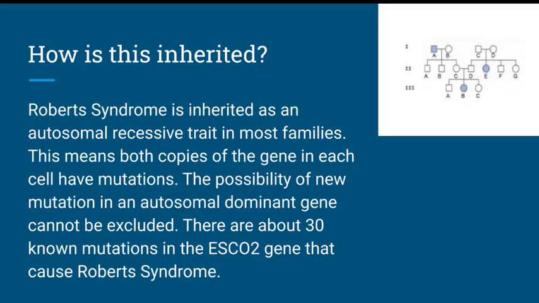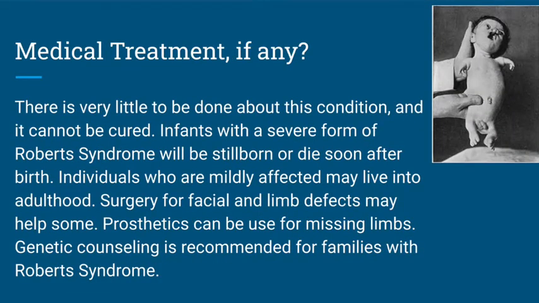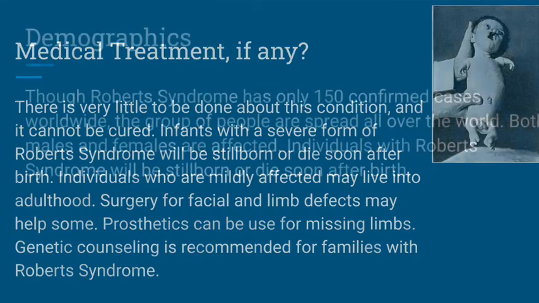So, is there medical treatment, if any? Sadly, there is little to be done about this condition, and it cannot be cured. Infants with a severe form of Roberts syndrome will be stillborn or die after birth. Individuals who are mildly affected may live into their adulthood, but surgery for facial and limb defects may help some. Prosthetics can be used for missing limbs, and genetic counseling is recommended for families with Roberts syndrome.